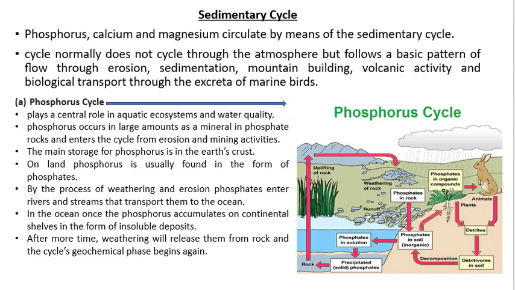Phosphorus occurs in large amounts as a mineral in phosphate rocks and enters a cycle from erosion and mining activities. The main storage of phosphorus is in the Earth's crust. On land, phosphorus is usually found in the form of phosphates, and by the process of weathering and erosion, phosphates enter rivers and streams that transport them to the ocean. In the ocean, phosphorus accumulates on continental shelves in the form of insoluble deposits. After more time, weathering will release them from rock and the cycle's geochemical phase begins again.